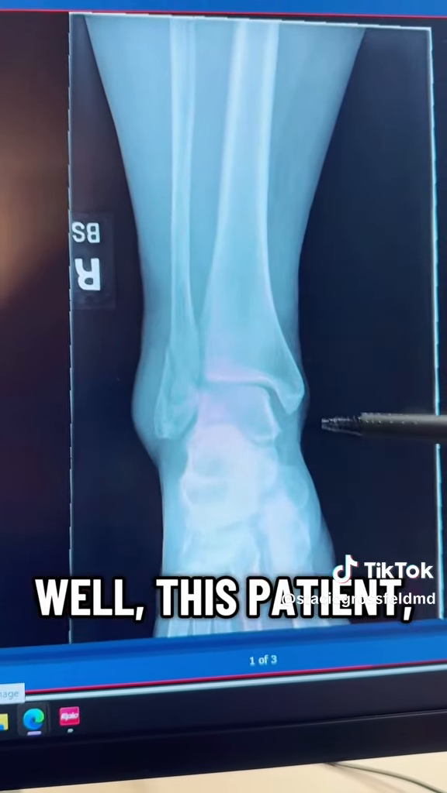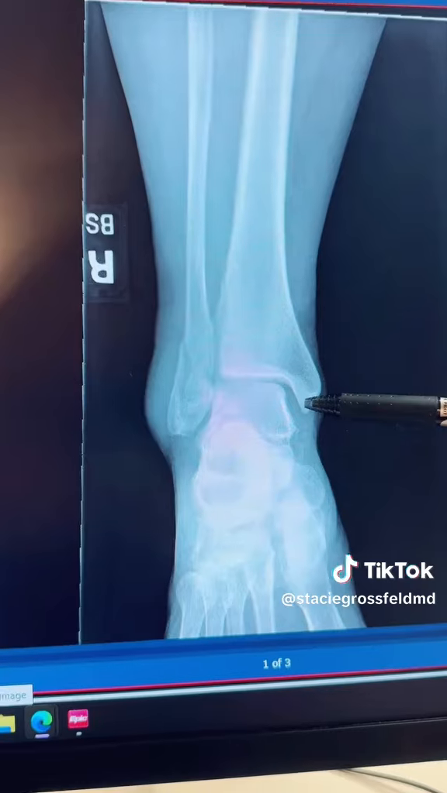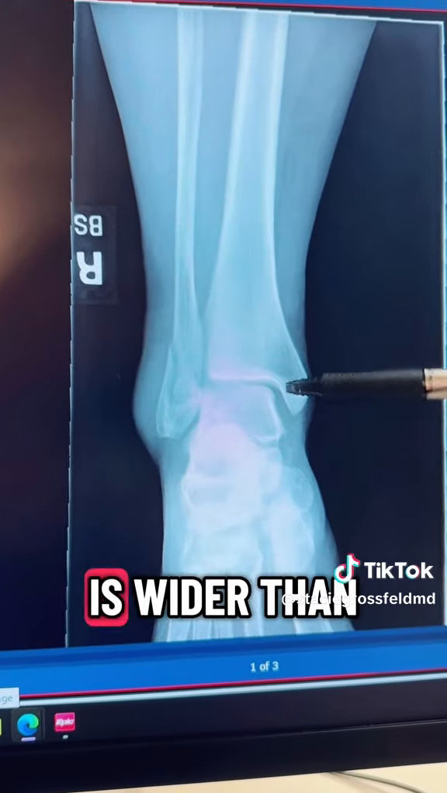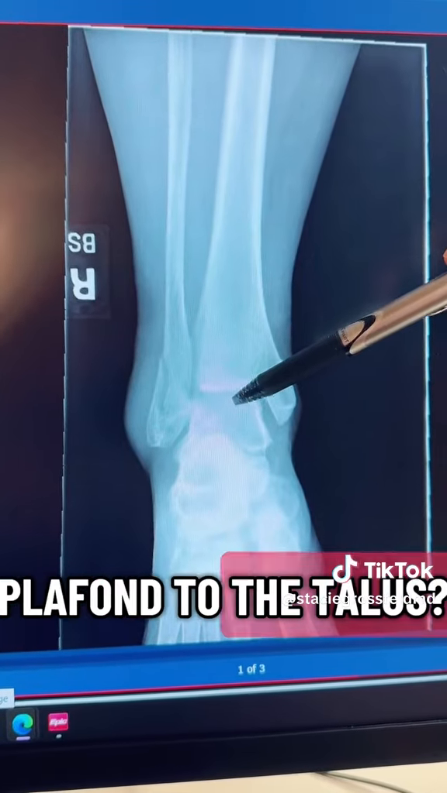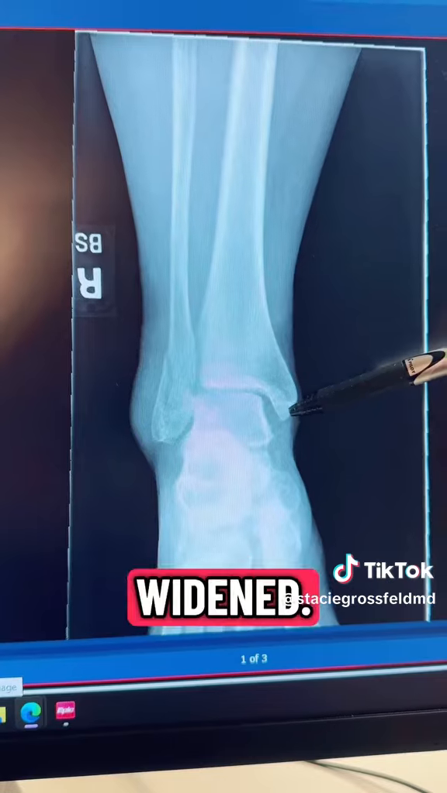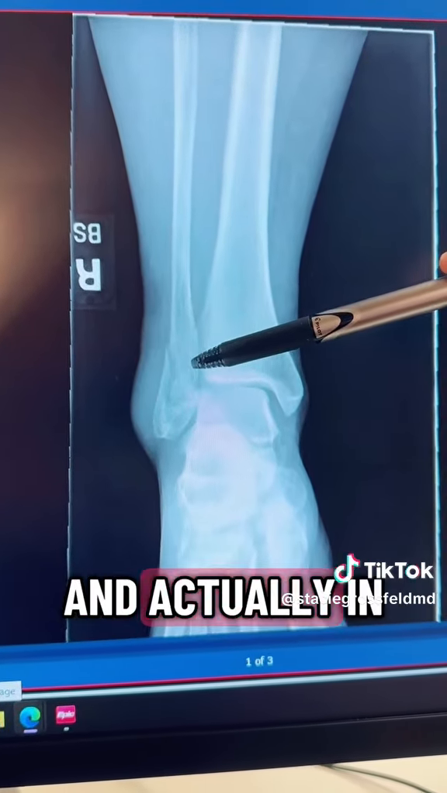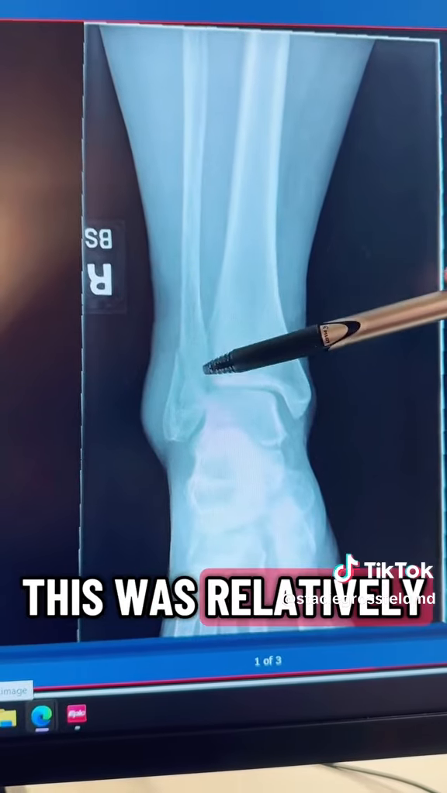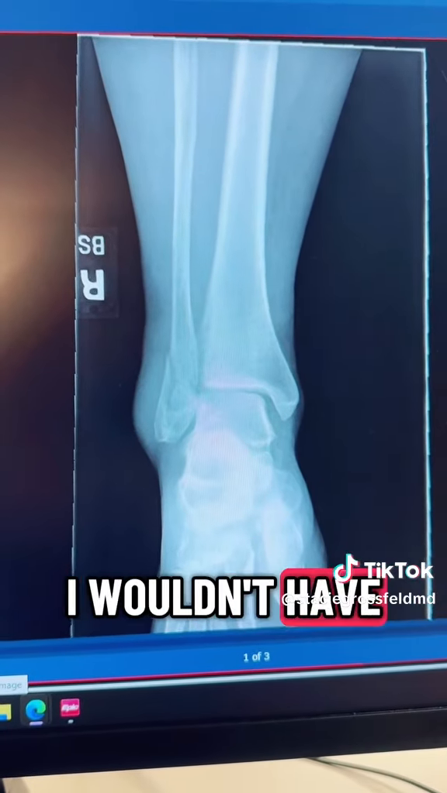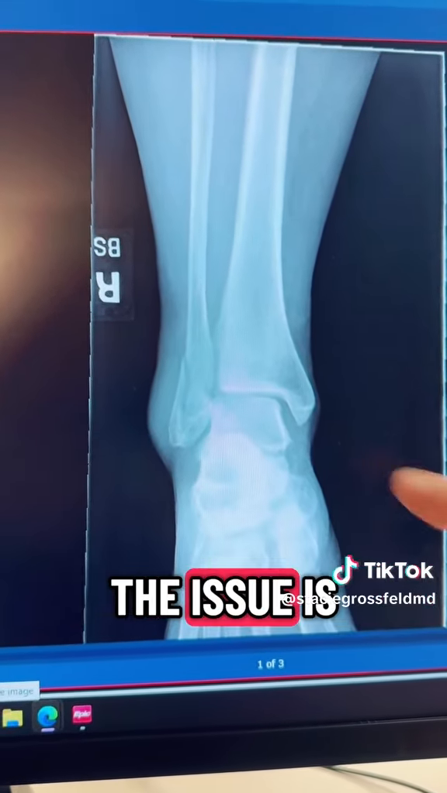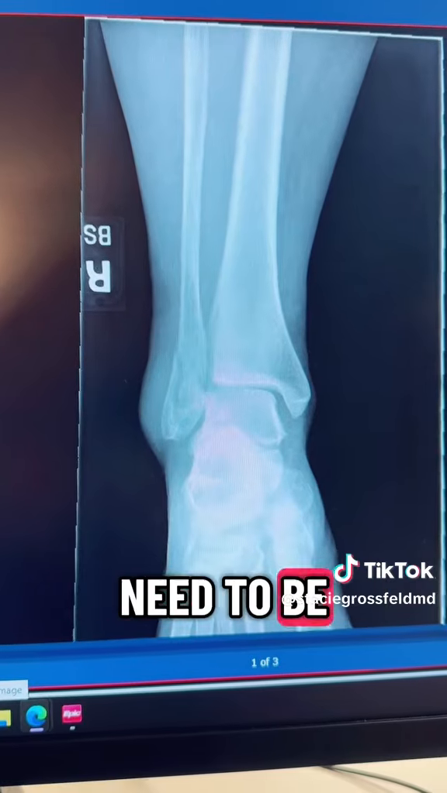Well, this patient, he has a widened mortise. See how this distance from the tibia to the talus is wider than this distance from the tibial plafond to the talus. So that mortise is widened. And he has a relatively non-displaced fibula fracture, and actually in all three views of the ankle, this was relatively non-displaced. If this was the only pathology, I wouldn't have to do anything surgical. The issue is he has this widened mortise, which will then need to be fixed surgically.